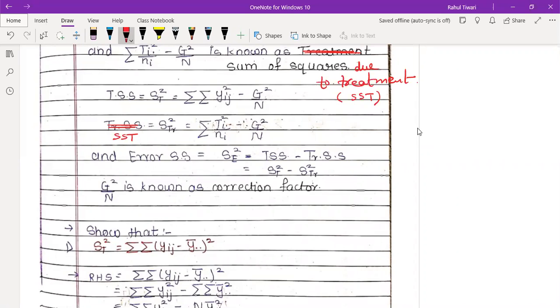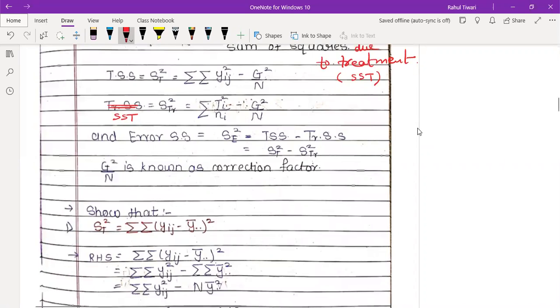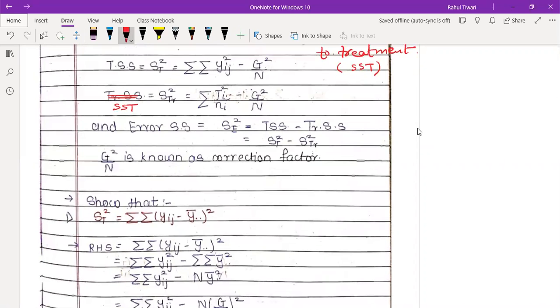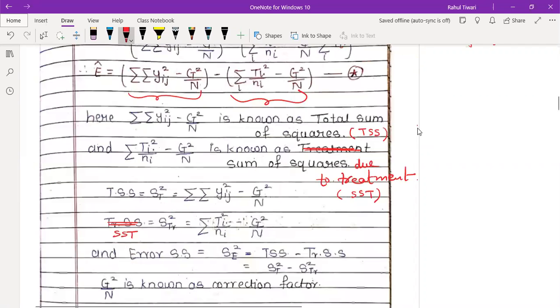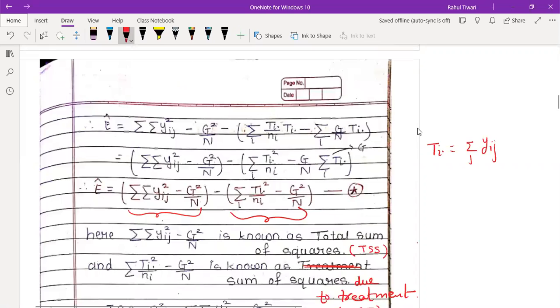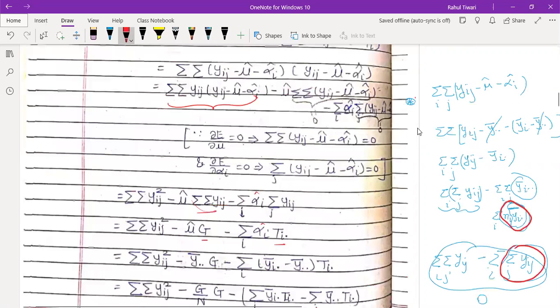Any question? Any question so far here? So this is the way you can always compute error sum of square.